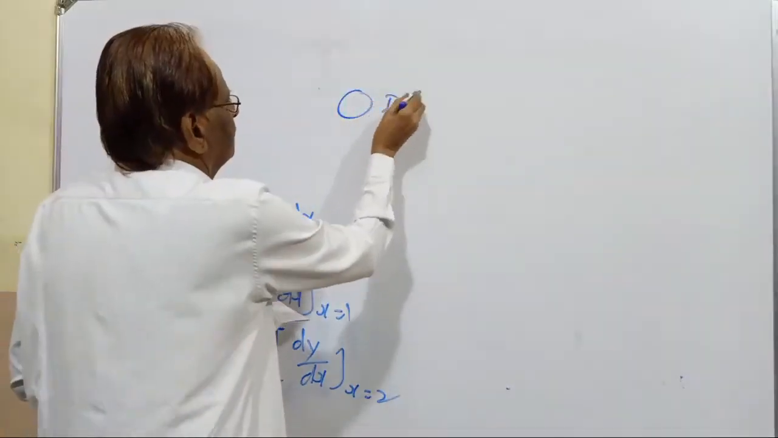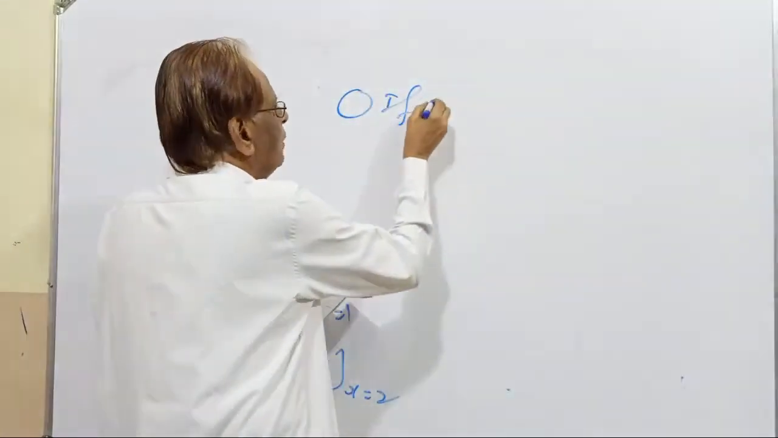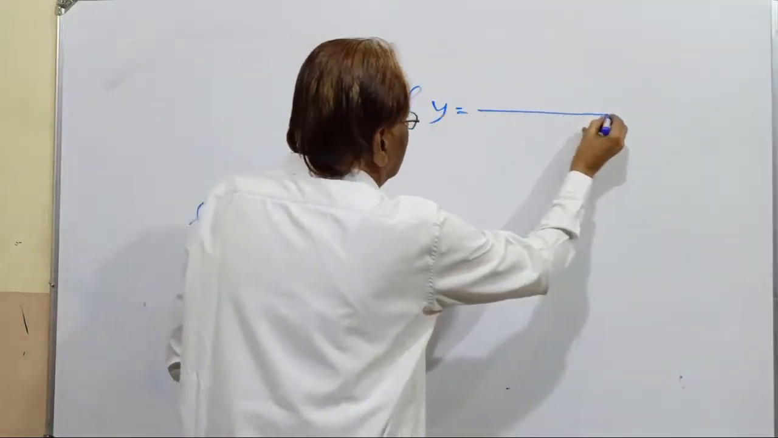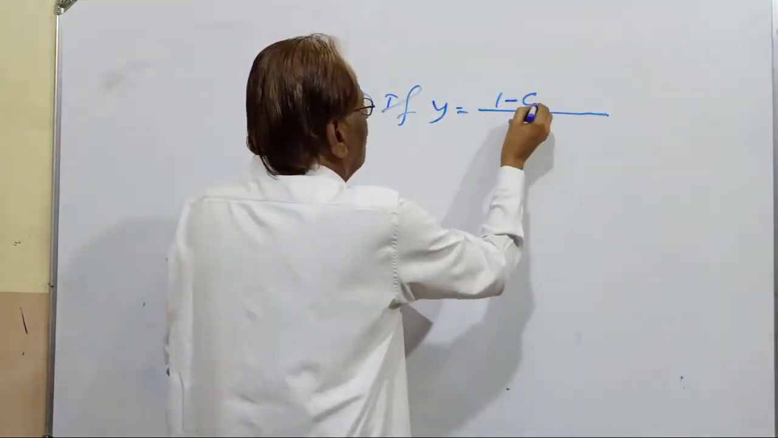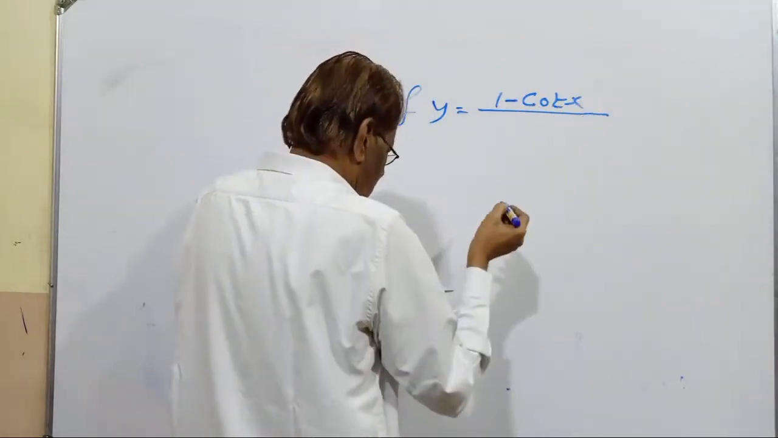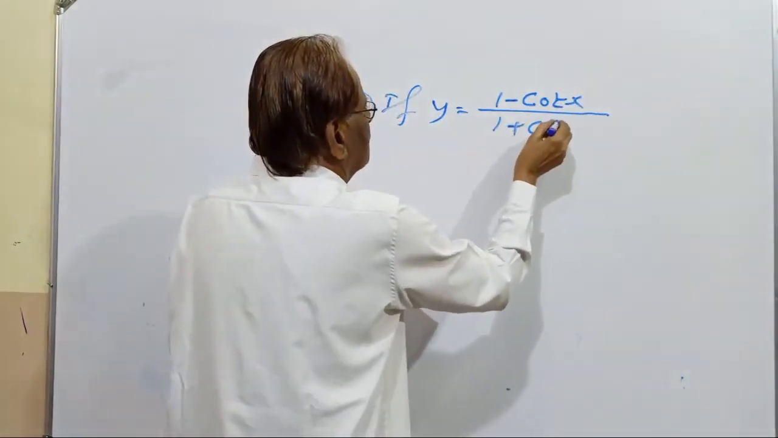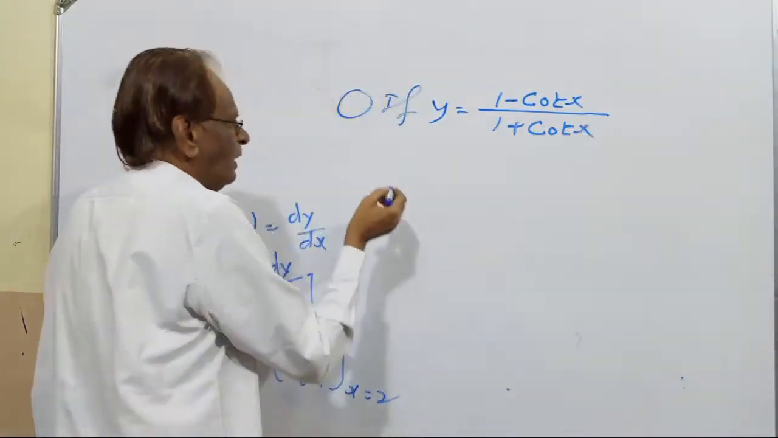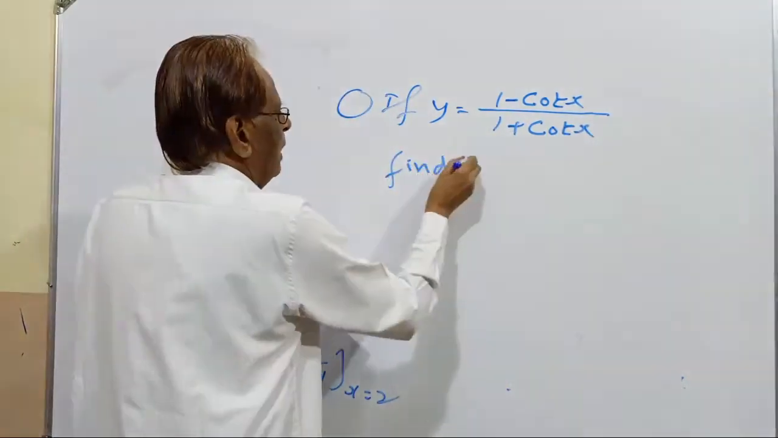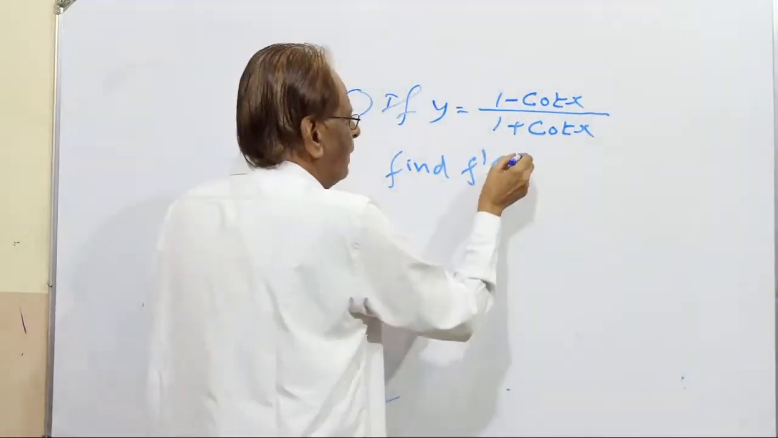If y equals (1 minus cot x) by (1 plus cot x), find f dash of pi by 4.